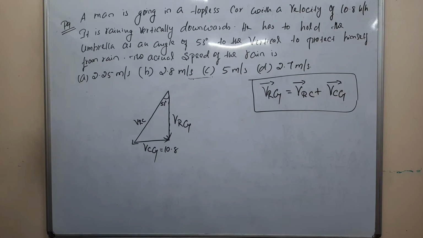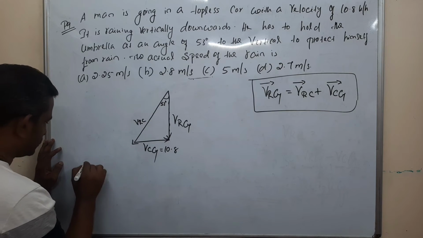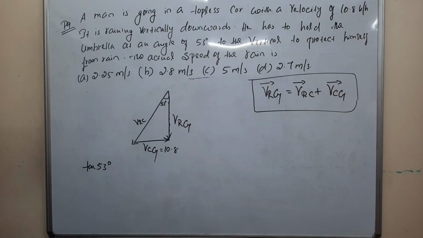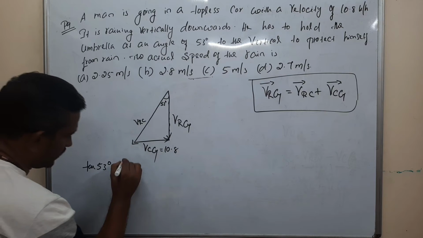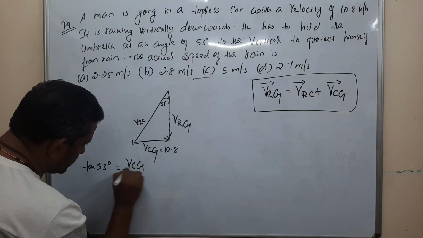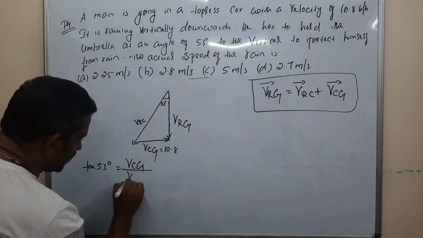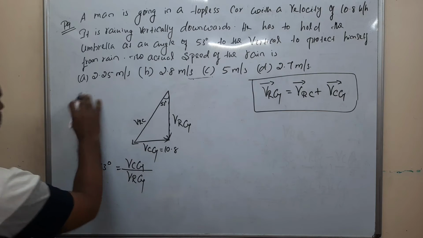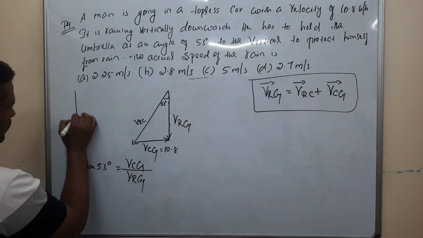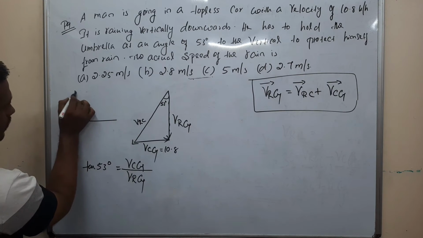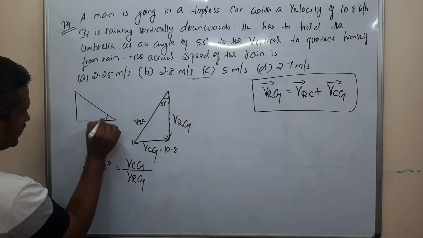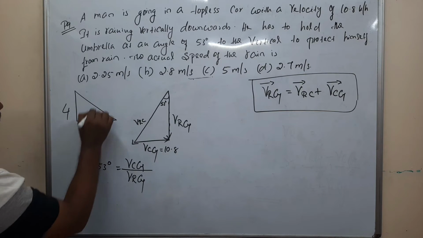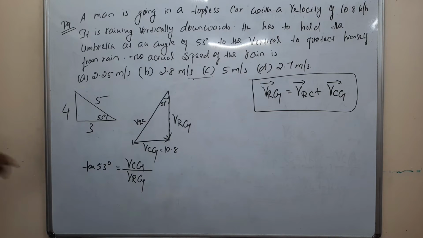10.8 is given. So from this diagram I am finding tan 53 degrees is equal to the opposite side, VCG, divided by the adjacent side, that is VRG. Am I right? 53 degrees is a famous triangle. So this angle is 53 degrees. What are the sides? 4, 3, 5.